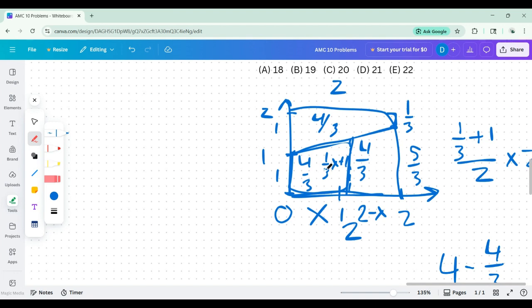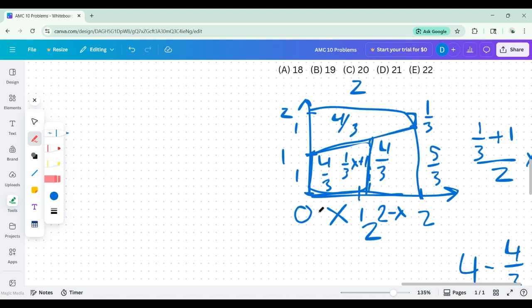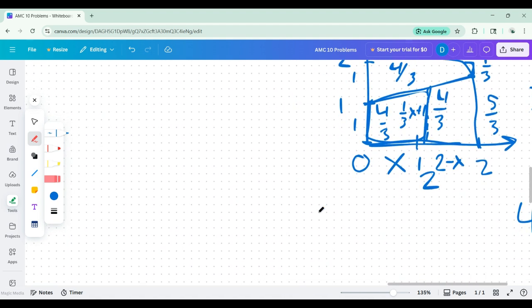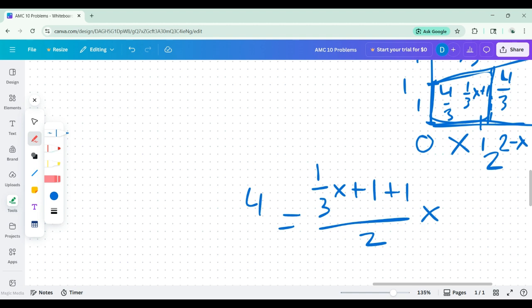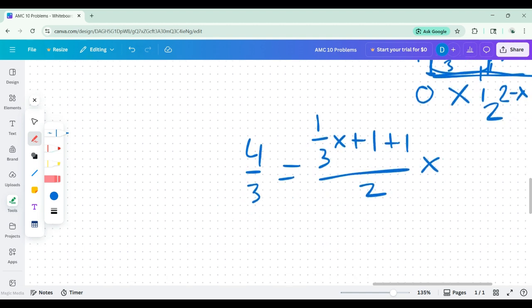And we know that these 2 trapezoid areas are equal, but since we know the area of each one of these trapezoids, we really don't have to set them equal and find x. We can just find x by using the traditional method of finding the area of a trapezoid. So we add both of the bases, divide by 2 times the height, which is x, and that should equal 4/3. Now we have an equation to find x, which is what we're looking for.